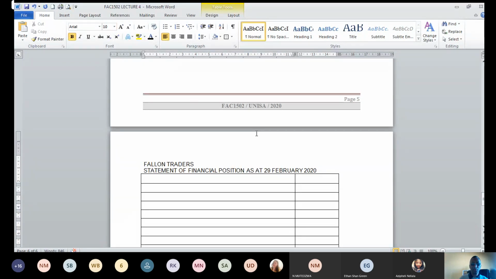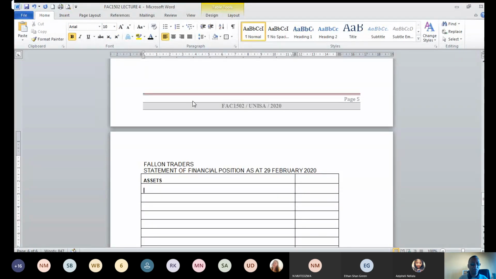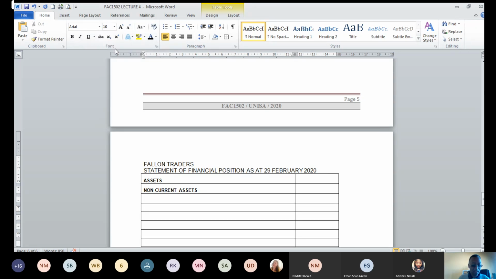In our statement of financial position, we will start at the top section. We will indicate our assets. Under your assets, you will indicate now, first of all, your non-current assets. Your non-current assets will consist of, we have got here in this section, property, plant, and equipment. So you will indicate property, plant, and equipment.